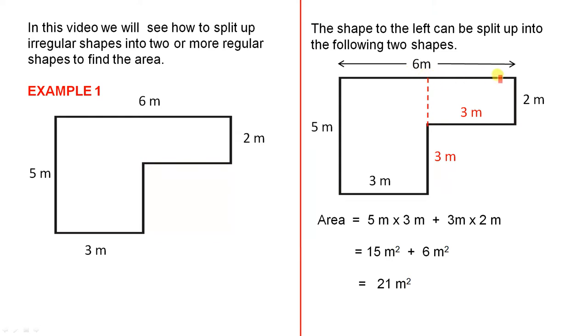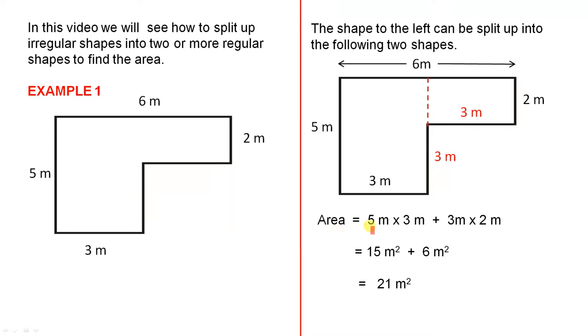If you see that length is 6 and that length is 3 meters, that means that must be 3 meters, because 3 plus 3 is 6. Remember, all the angles are right angles. Therefore, this rectangle is 3 meters by 2 meters. So all we do, we add this area and this area together to find the area of the shape.